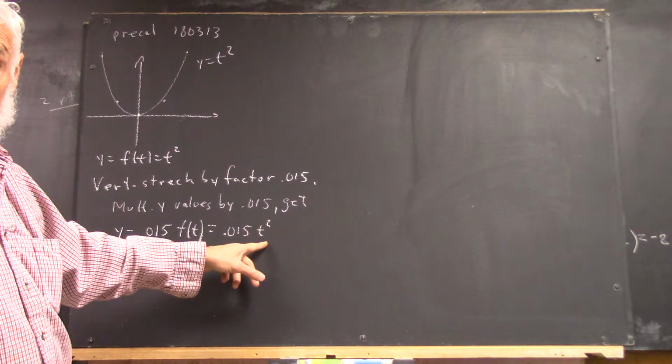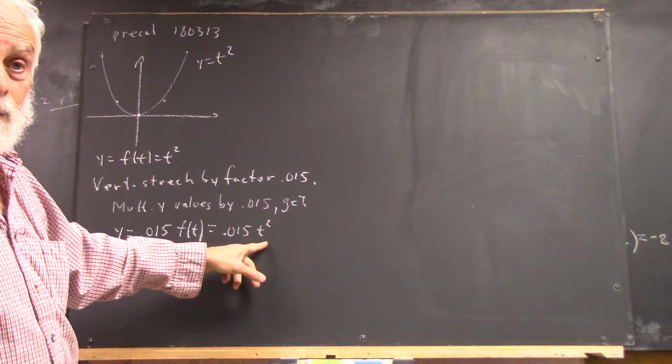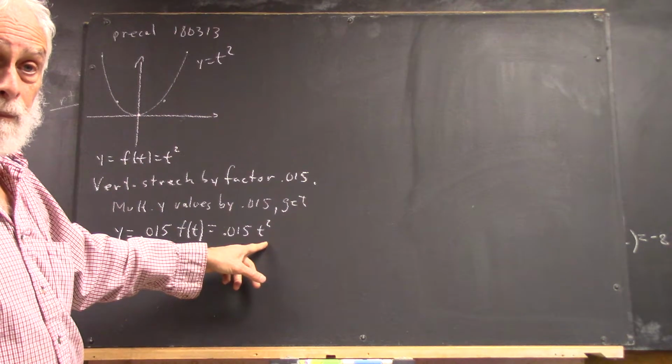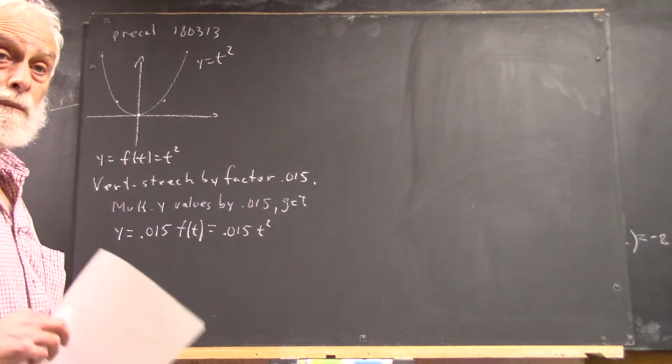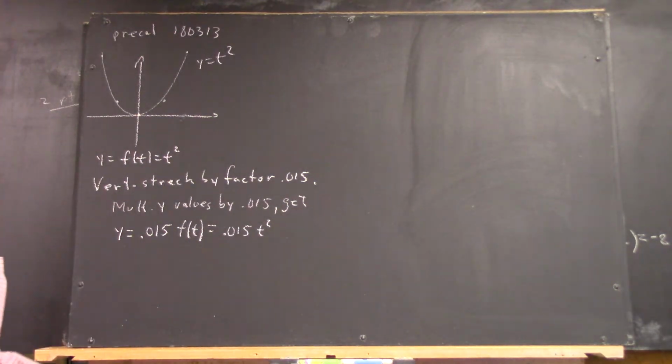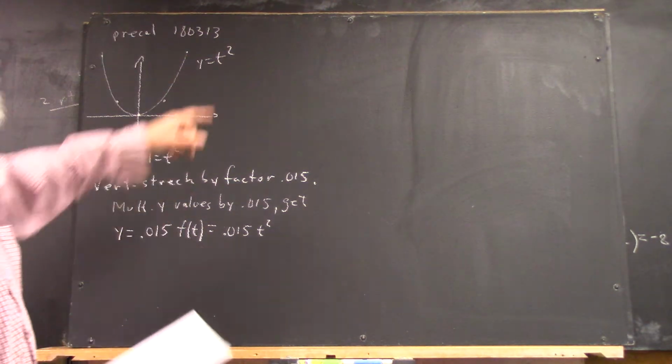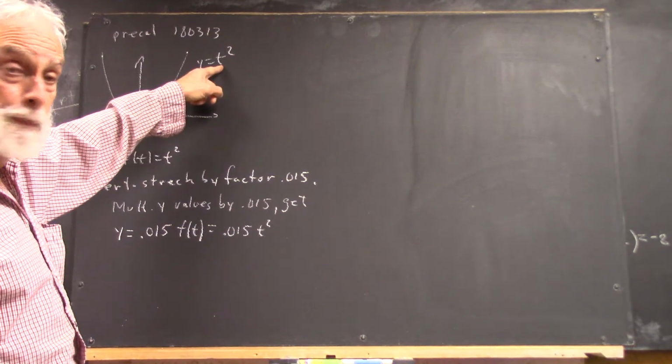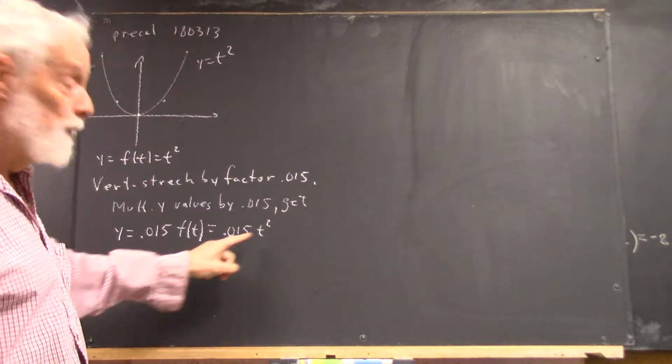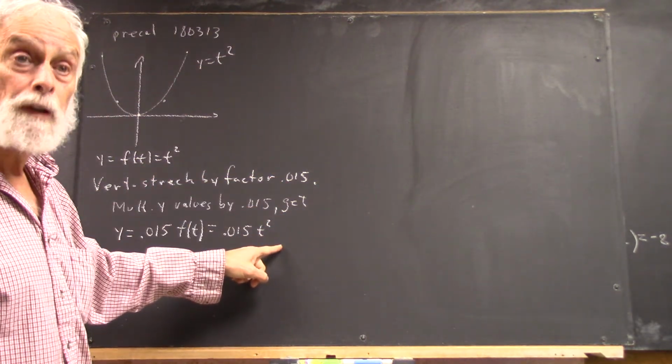So you want to see it like, y equals whatever the factor is, and the original, then you want to see the new part. Because you're multiplying all your t squared values by 0.015, that gives you 0.015 t squared. Very easy to write out.